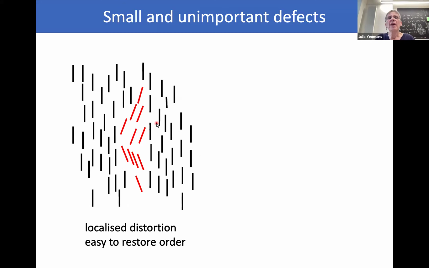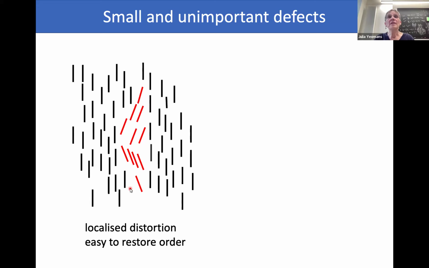So if you get a small bug in the order, if there's a fluctuation or something, and the nematic order gets changed like this, then that's fine. It's a localized distortion, and there are elastic forces in this system, so it's very easy for that to relax back and restore the order.